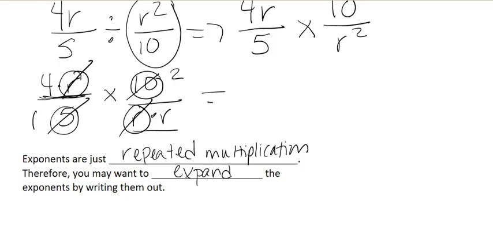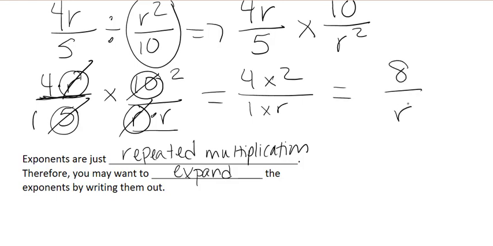So let's write this out. So we have 4 times 2 now, as that's all that's left. And then on the bottom, it's 1 times R. So this is equal to 8 over R. So this is our equation now. So let's look at another example.